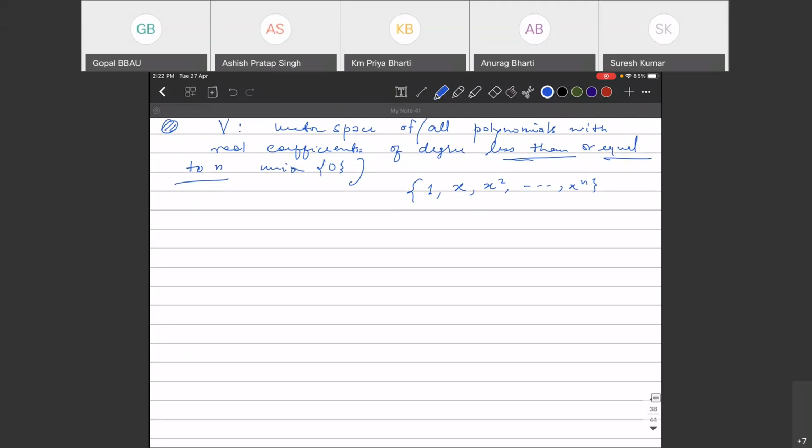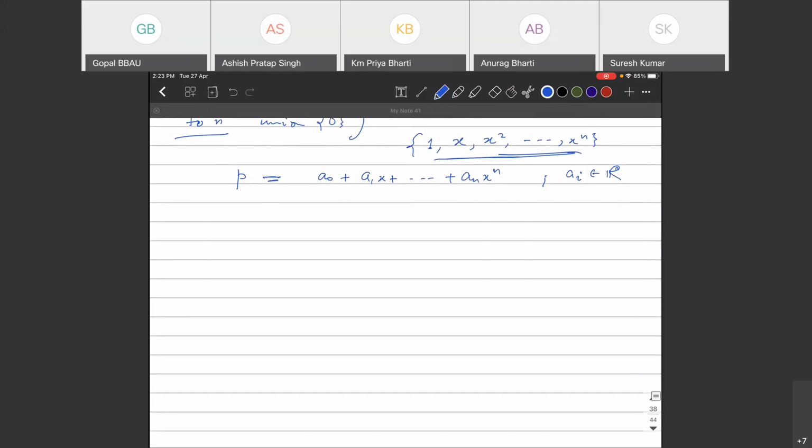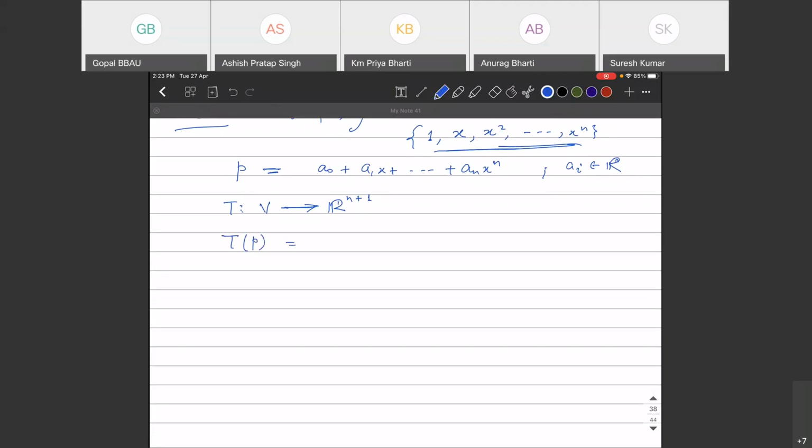So now let us take any polynomial p. It can be written in this form: a naught plus a1 x plus a2 x square and so on plus an x to the power n, where these ai are real numbers. This p is in fact a linear combination of these basis vectors. Now we define a function, and we will see that in fact this is a linear transformation, T from V to Rn given by T of P equals a naught, a1, up to an, where P is as above, that is, the sum of ai x to the power i, i from 0 to n.